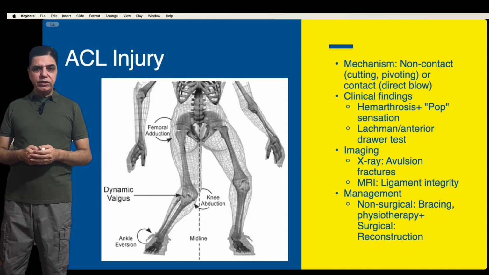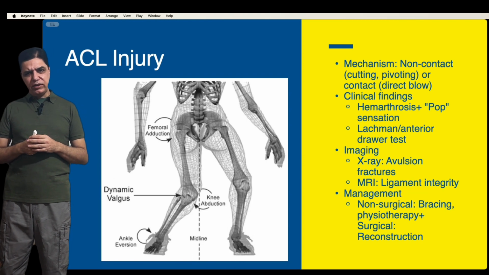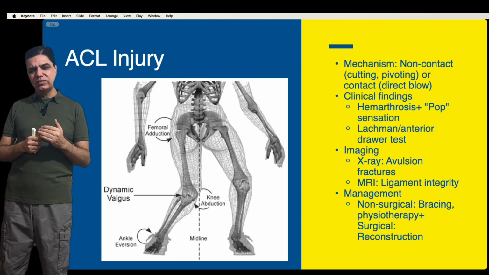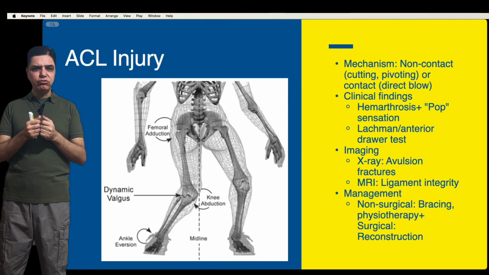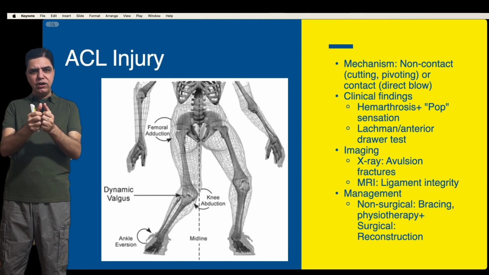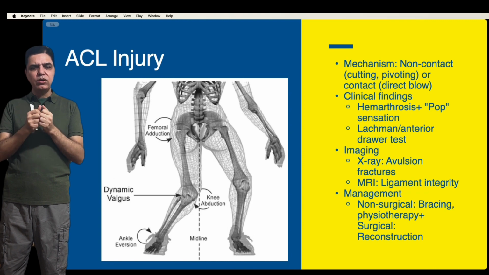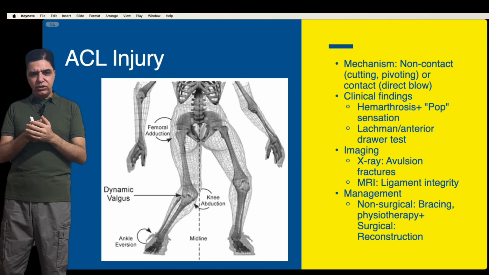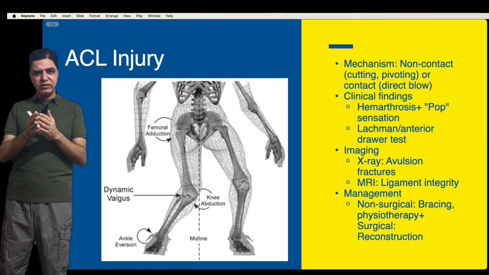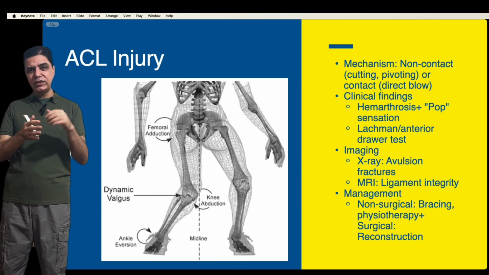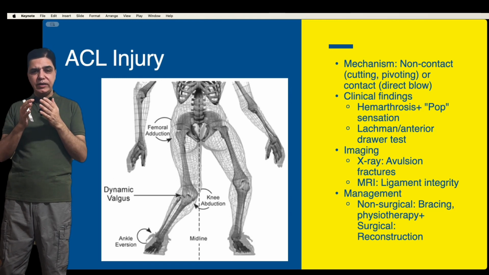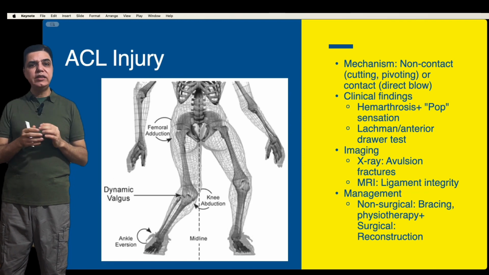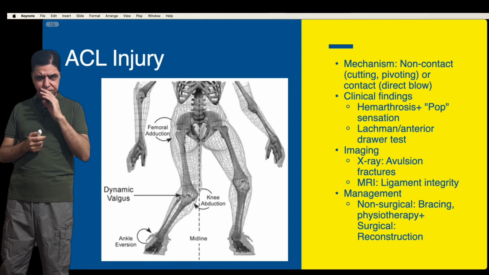The other one is the anterior drawer test, which has slightly lower sensitivity. In this, you flex the knee to 90 degrees, put your thumbs on the knee, and try to bring the tibia forward and see if there is a movement of the tibia forward on the femur. So that is the anterior drawer test. The difference between Lachman and anterior drawer is that in Lachman you flex the knee 20 to 30 degrees, hold the thigh, and move the tibia on the femur, while in anterior drawer you flex the knee to 90 degrees and then do the maneuver.